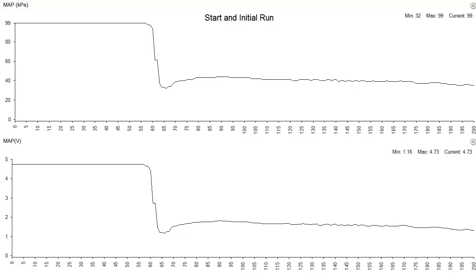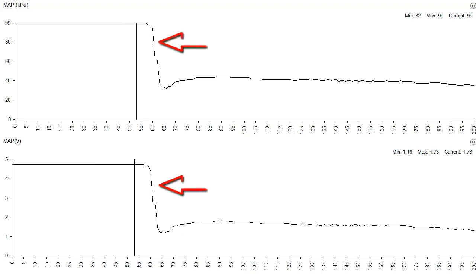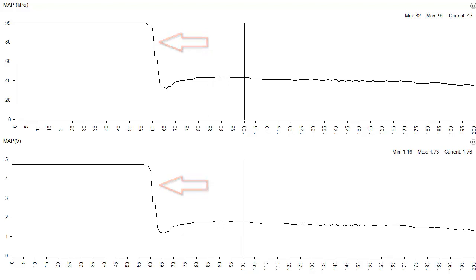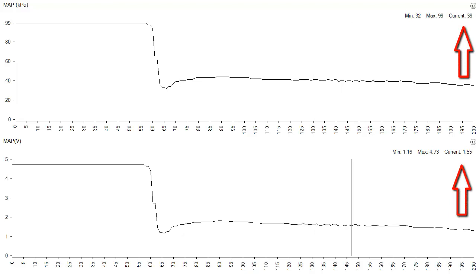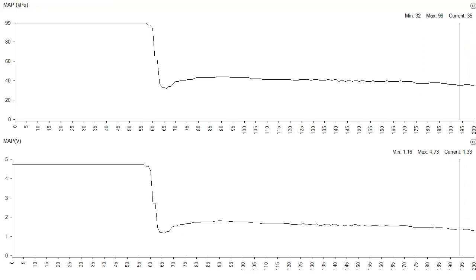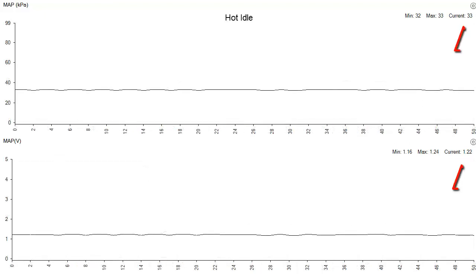This is manifold absolute pressure and MAP sensor signal voltage. With the engine off, signal voltage is 4.73 volts. At startup, manifold absolute pressure decreases, or vacuum increases, and signal voltage is reduced. At hot idle, this engine is running with a manifold absolute pressure of 33 kilopascals with a MAP sensor signal voltage of about 1.2 volts.